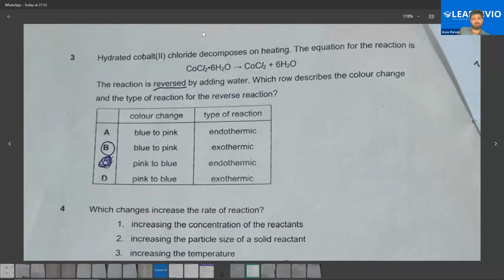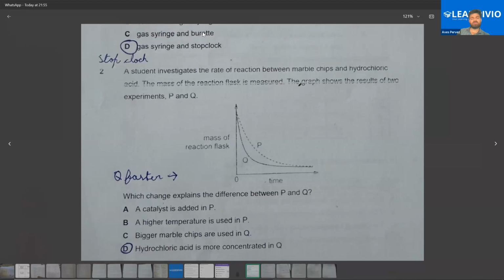Hydrated copper, cobalt chloride decomposes on heating. Did you do the previous question on your own, or did your ma'am discuss it with you? I was telling the answer. Some other kid was also telling the answer, and we were doing this. C I got wrong first. Was this question verified by your teacher or not? Yes, it was verified by my teacher.